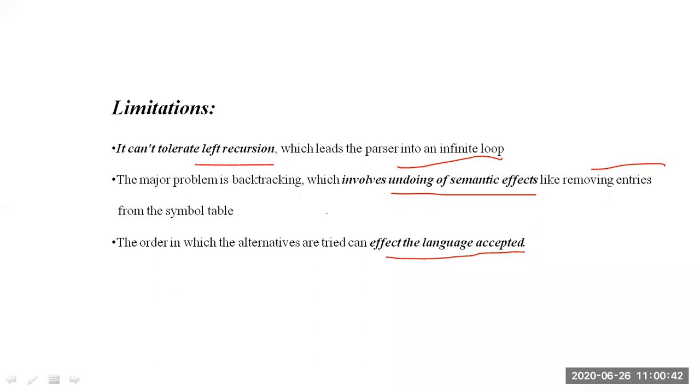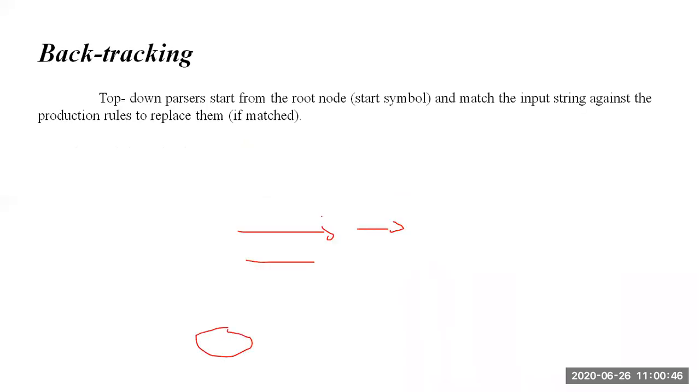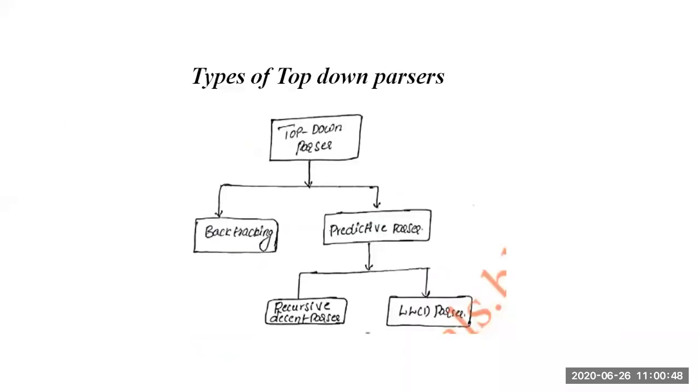Now, because of these drawbacks of backtracking, we are moving to the alternative of backtracking, which is called the predictive parsers. Is it clear, guys? Backtracking, roughly, what is this backtracking? Is it clear?